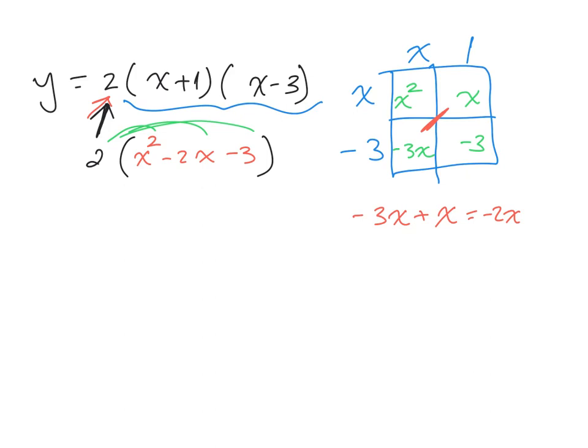So 2 times x squared is 2x squared. 2 times -2x is -4x. And 2 times -3 is -6. Okay, we can't forget our y equals because it is an equation. So now our final equation in standard form is y equals 2x squared minus 4x minus 6.